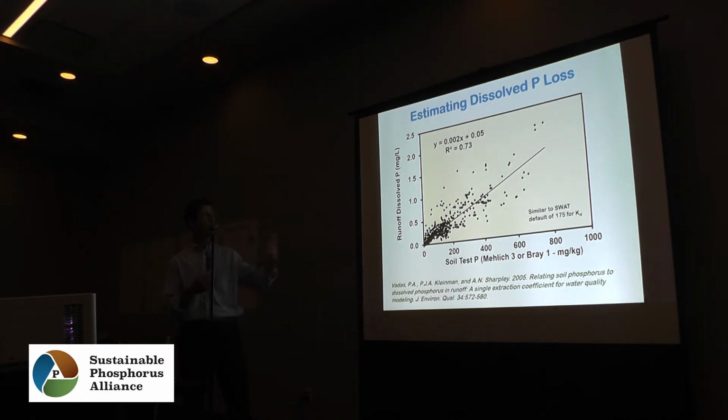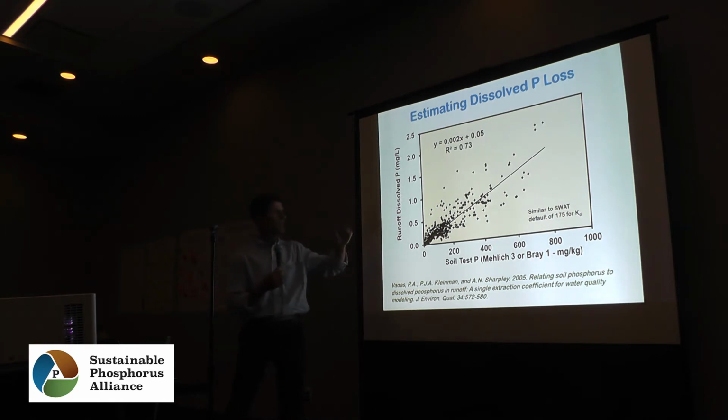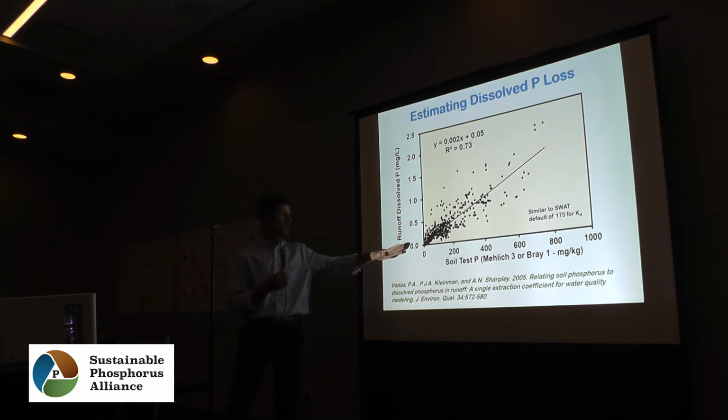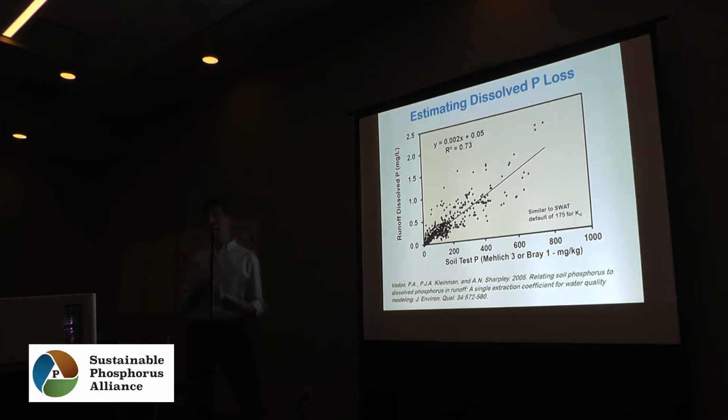So I go in and get all this data, and I just kept finding this real consistent relationship across soil types, the relationship between soil test P and runoff dissolved P. From a modeling perspective, that was great. You can use one relationship. If you know your soil test P, then you can have a pretty decent estimate of the runoff dissolved P.